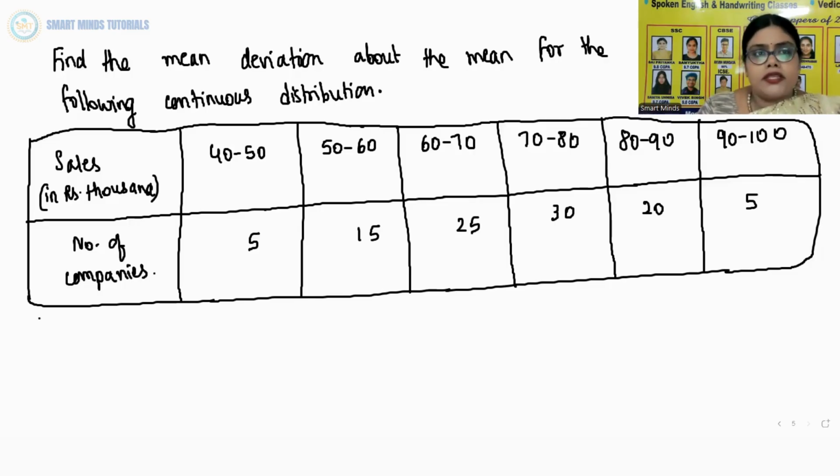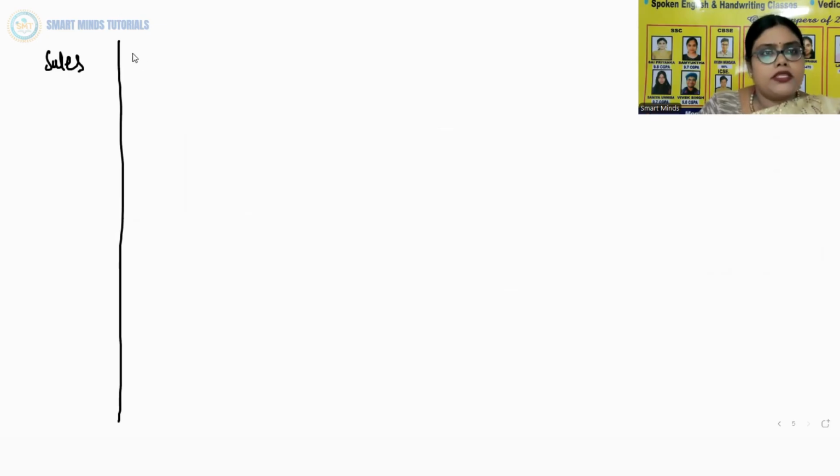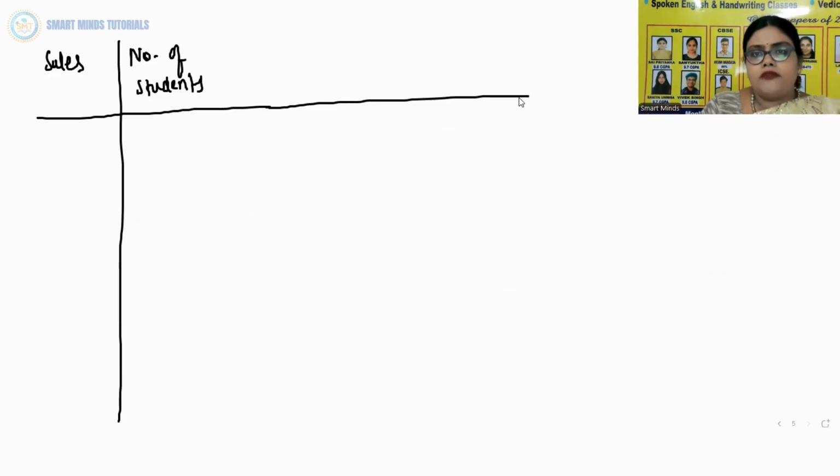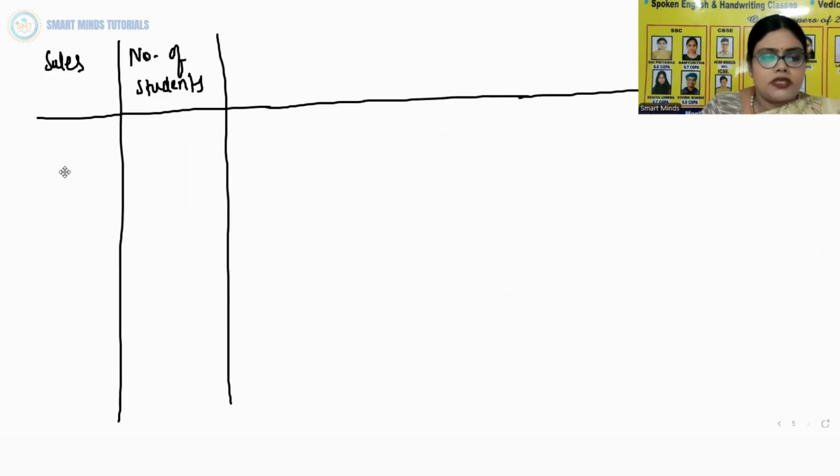Now, take the next question. Find the mean deviation about the mean. A data is given to us. So first we will write sales. One column, and the next column is number of students. First let us enter sales and number of students data, and then we will move on to the next columns.